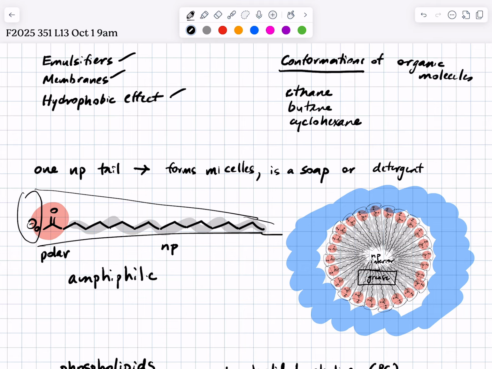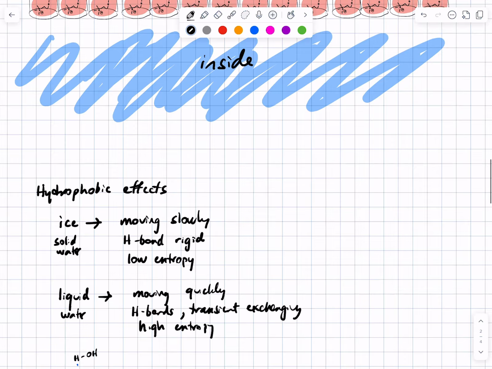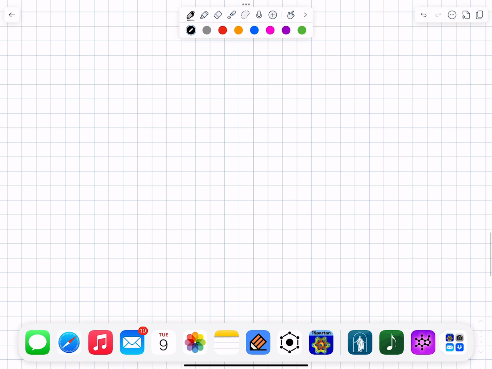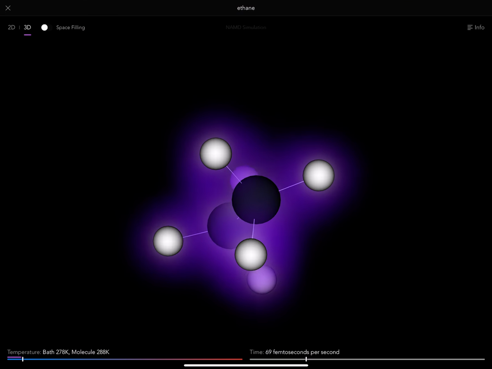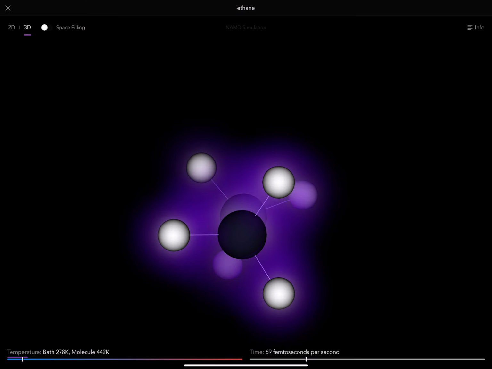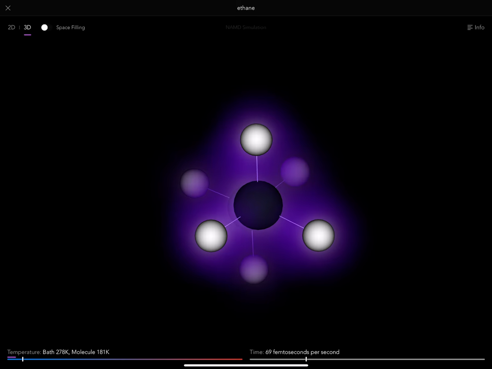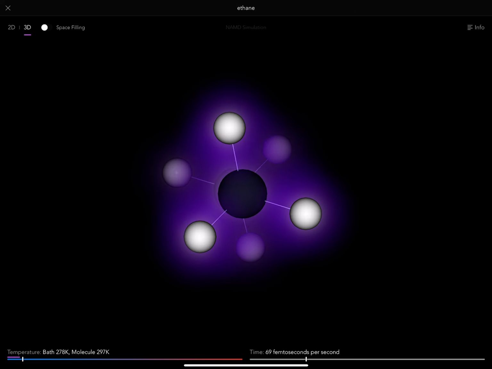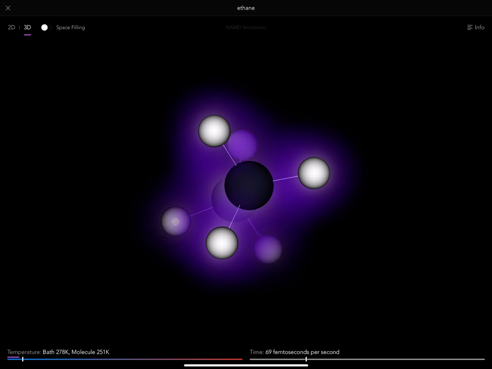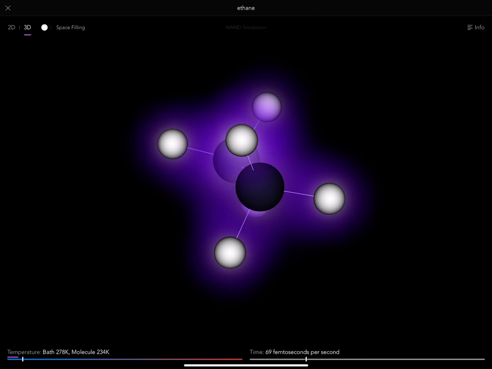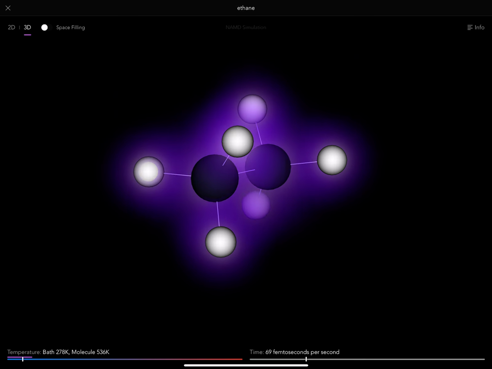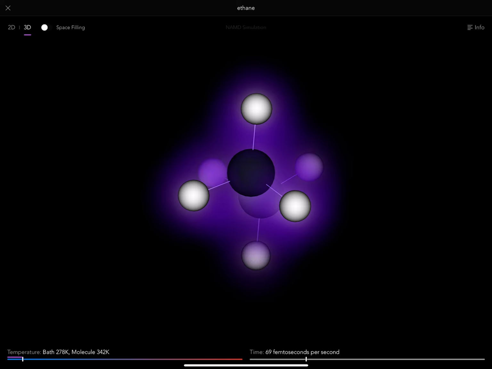We'll talk about these, and we'll figure out a way to draw them, but it's easiest actually to do this with animations. So I'm going to bring up this molecules app, where this is a real molecular dynamics simulation of the molecule ethane, C2H6 or CH3CH3. Here's the molecule from the side. The black spheres are carbons. The white spheres are hydrogens.